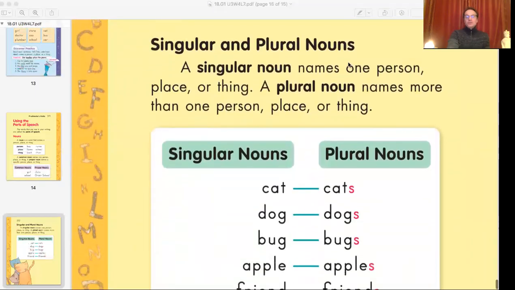Singular and plural nouns. Do you know what that means? Singular means one. Plural means more than one. It could be 2 or 5 or 10 or 1,000. A singular noun names one person, place, or thing. A plural noun names more than one person, more than one place, or more than one thing.